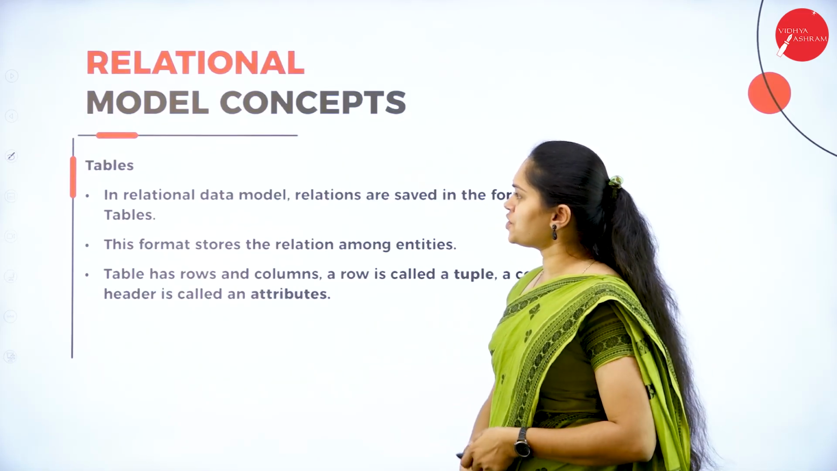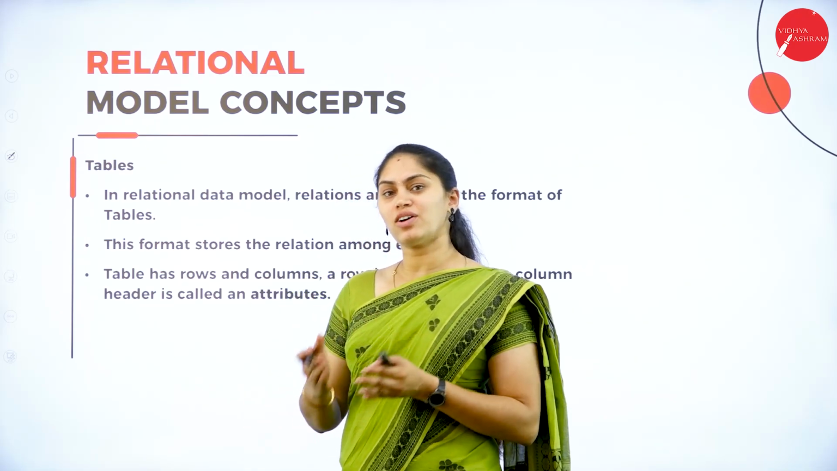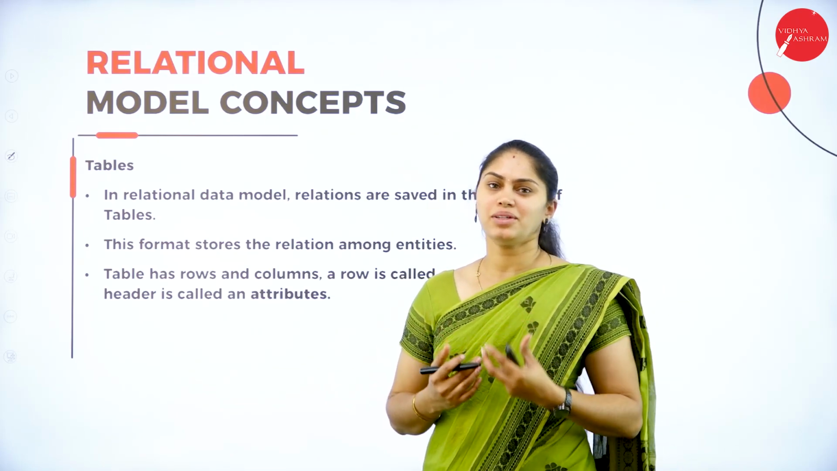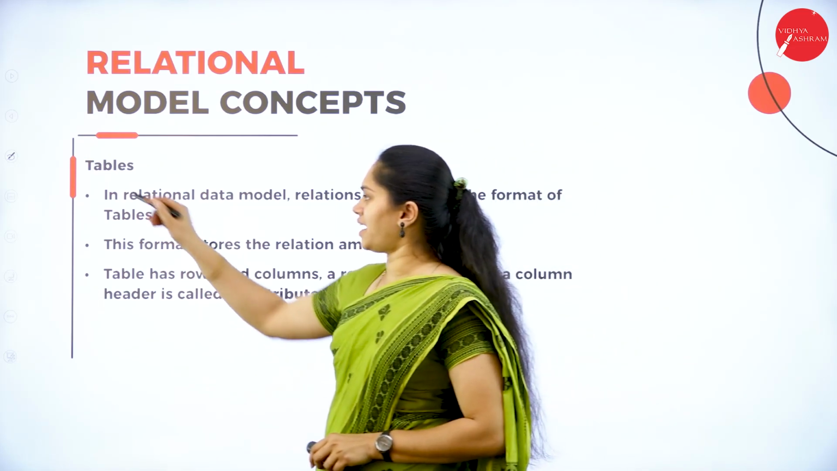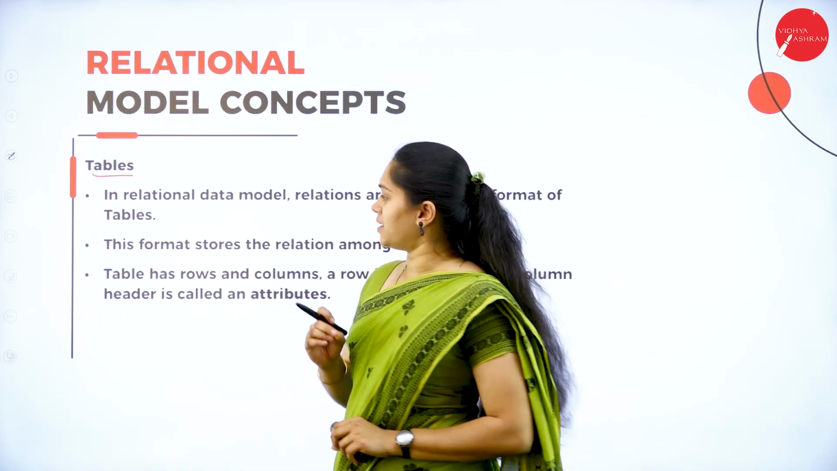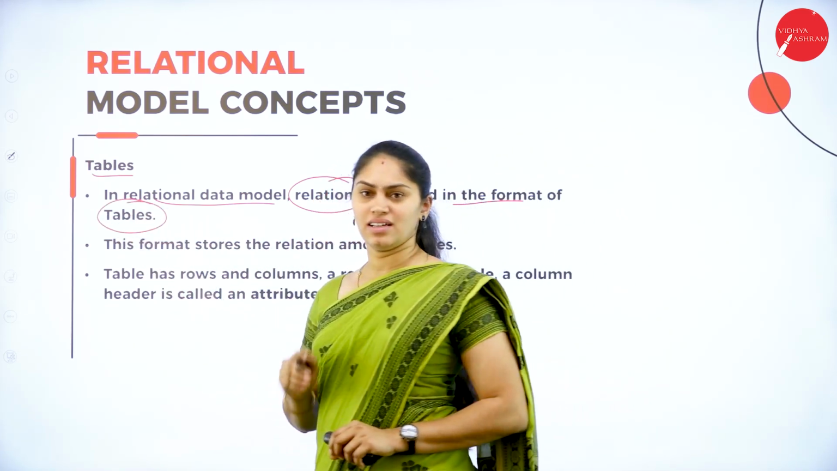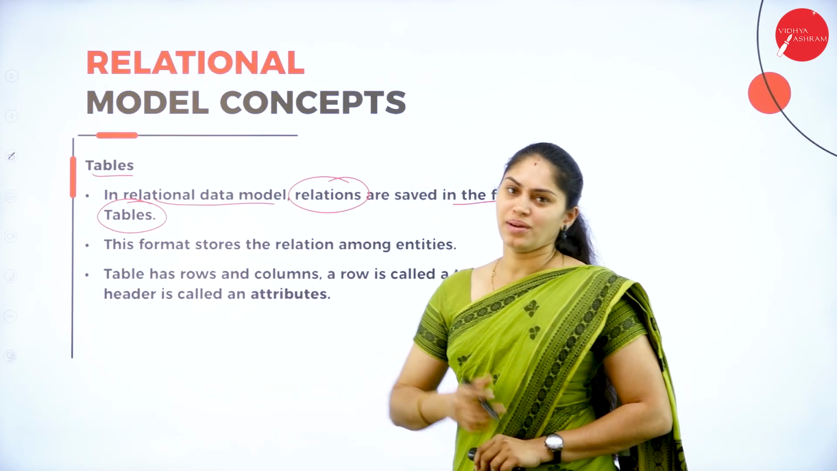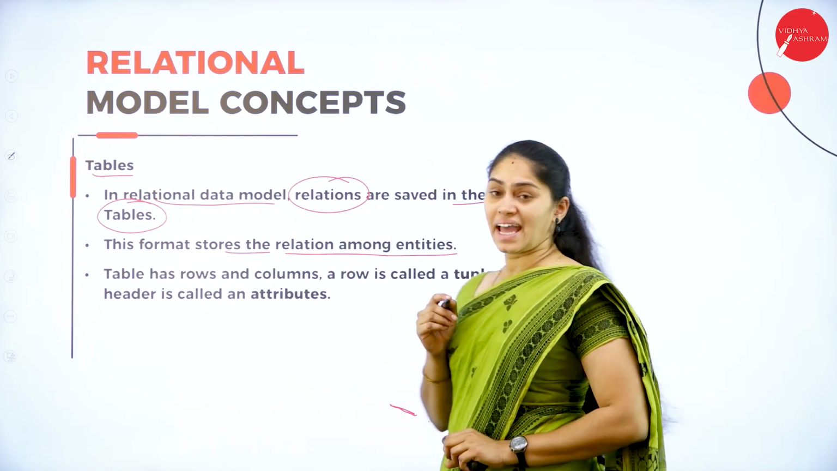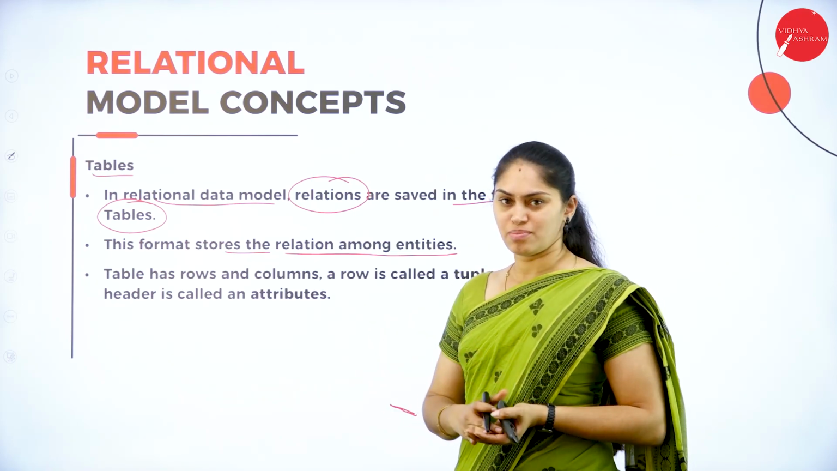Fine. So now we'll see some of the relational model concepts. Whenever we are working with this collection of records or collection of relations, or in order to represent the database, we are using certain terminologies here. That is what we have to understand right now. First, what do we have? Table. As I told earlier, a table is also considered a relation here. So in the relational data model, relations are saved in the format of a table. If it is a table, obviously it has to consist of rows as well as columns. So this format stores the relation among the entities. So we are going to use this table in order to store the content with respect to an entity.